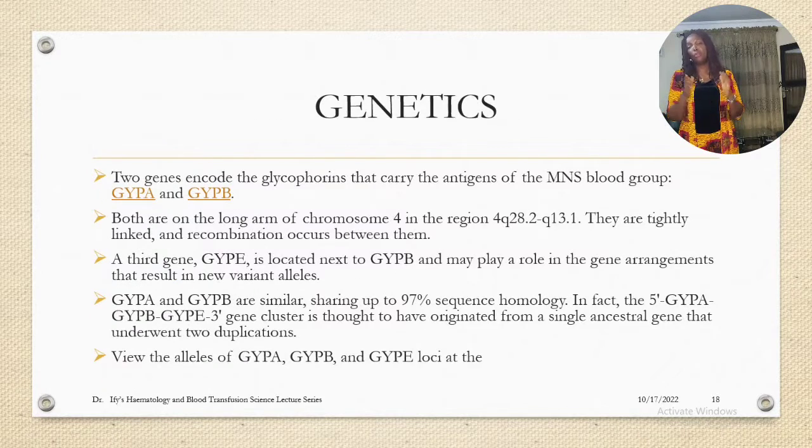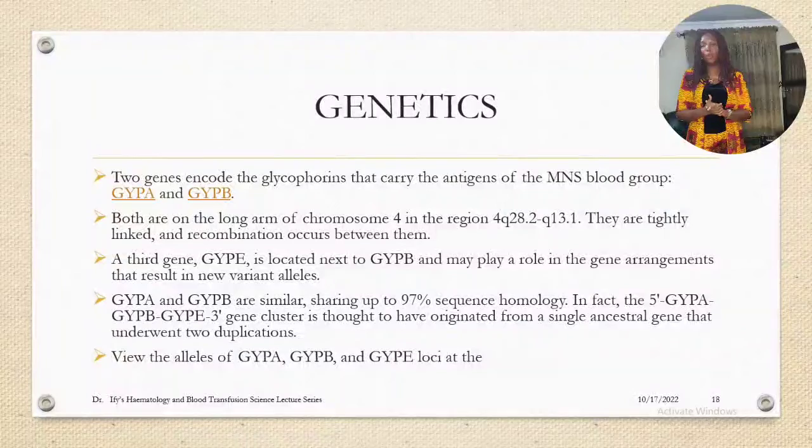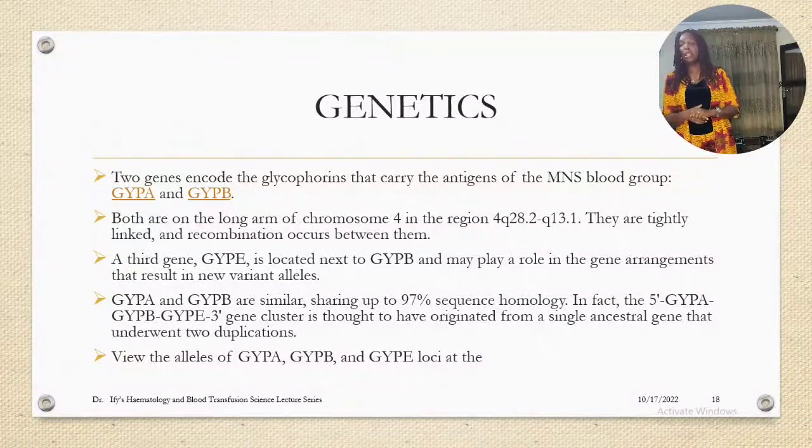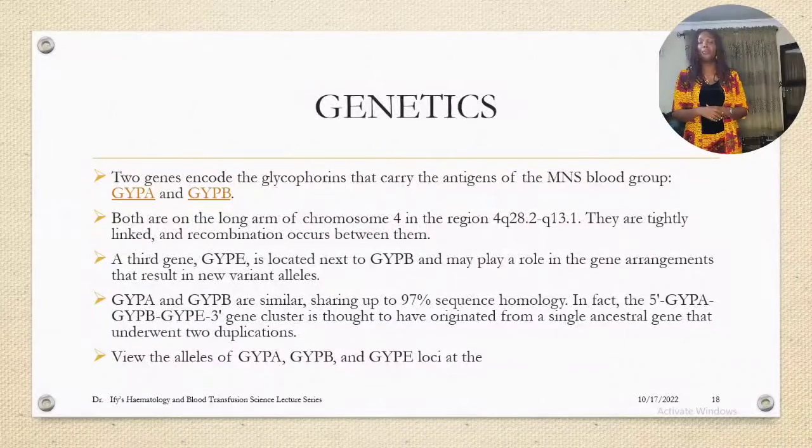The genetics of MNS antigens. The two genes that encode the glycophorins that carry the antigens of MNS blood groups are GYPA and GYPB. Both are on the long arm of chromosome 4, and they are tightly linked together, and recombination occurs between them. A third gene, GYPE, is located next to GYPB and may play a role in the gene arrangement that results in new variant alleles.